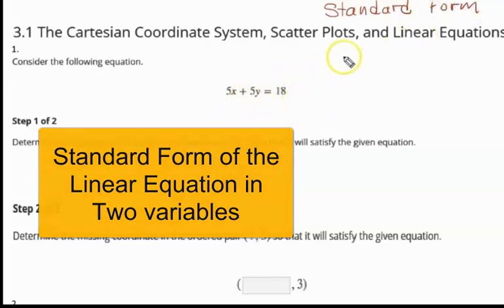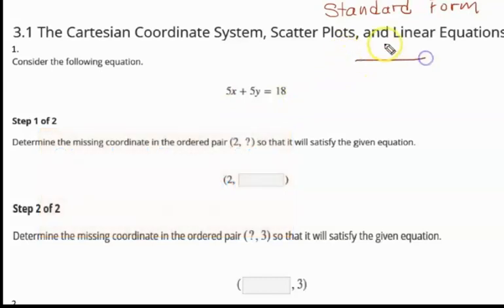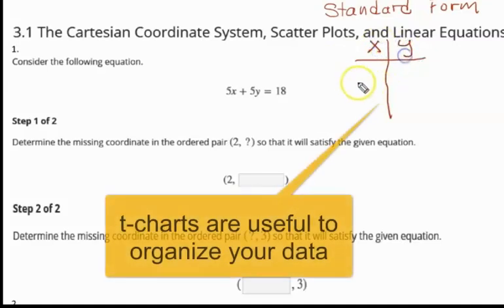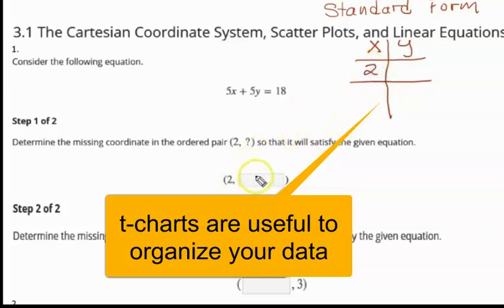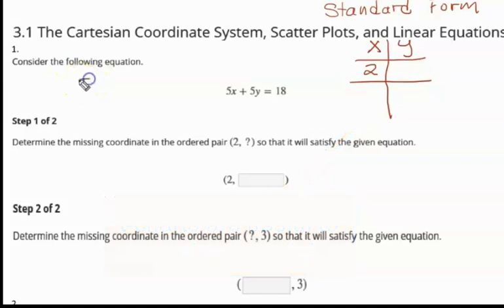Now, they're giving us, in a sense, an ordered pair, and we can use a little t-chart to help organize our data. We're saying the x-coordinate is 2. Now, if x is 2, what would the y value be? So you're going to go 5 times 2, and then plus 5y equals 18. Take a moment and see what you get.